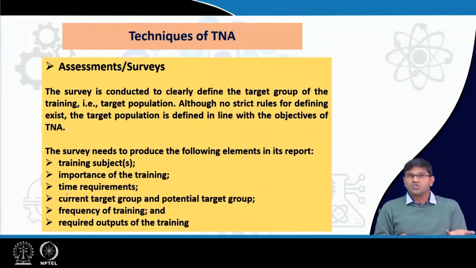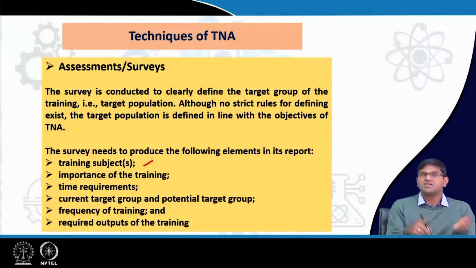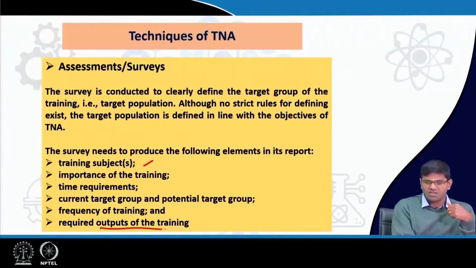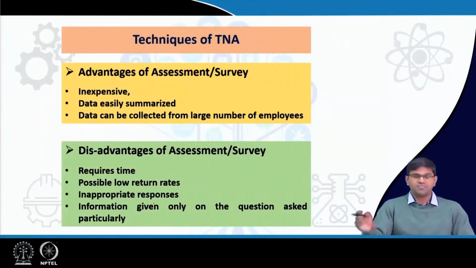So a survey needs to produce the following elements in a report. When you conduct a survey, you need to say what the training subject is, the importance of the training, time requirements, who is the target group or potential target group for the training, how frequently you are going to conduct the training, what the duration of the training is, and what the required outputs of the training are, meaning out of the training program, what is the probable outcome which you are going to see. Okay, and what are the advantages of assessments and surveys?